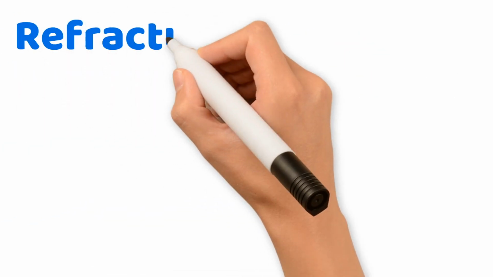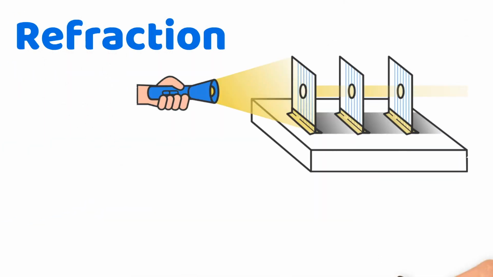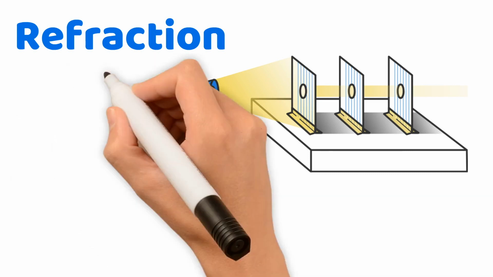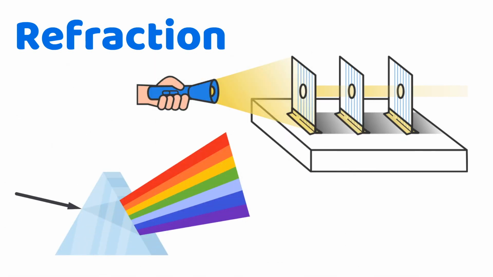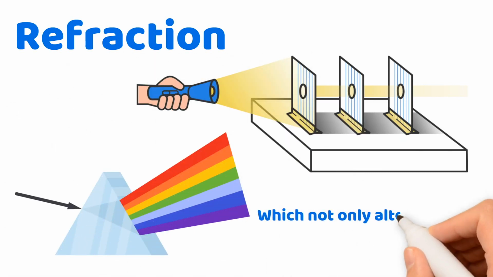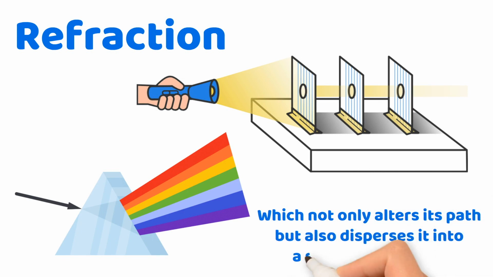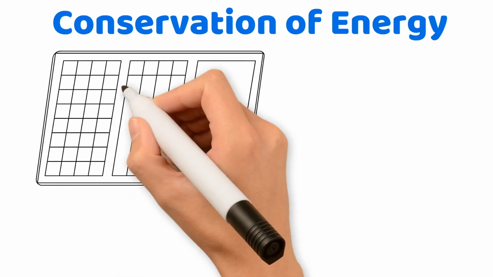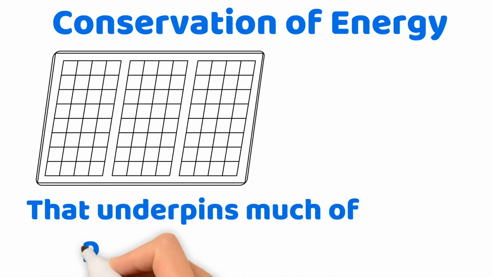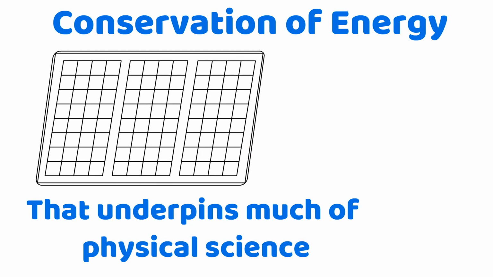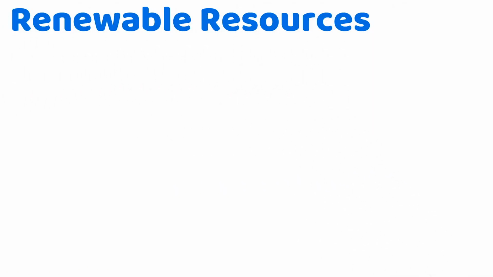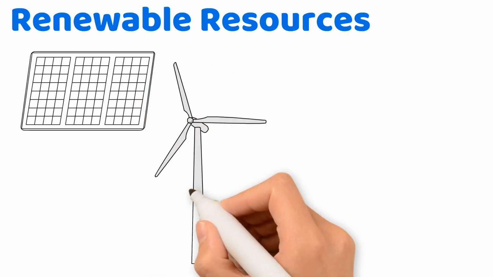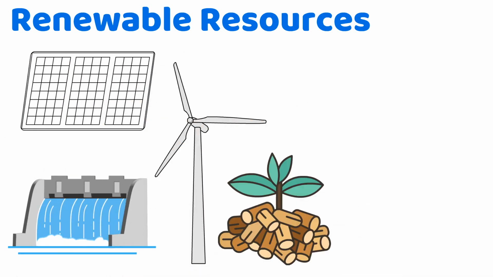Refraction. This is the bending of light as it passes from one medium to another, changing speed and direction. A common example is the bending of light through a prism, which not only alters its path, but also disperses it into a spectrum of colors. Conservation of energy. Energy conservation is a principle that underpins much of physical science, particularly in discussions about renewable and non-renewable resources. Renewable resources. These include solar, wind, hydropower, biomass, and geothermal energy.